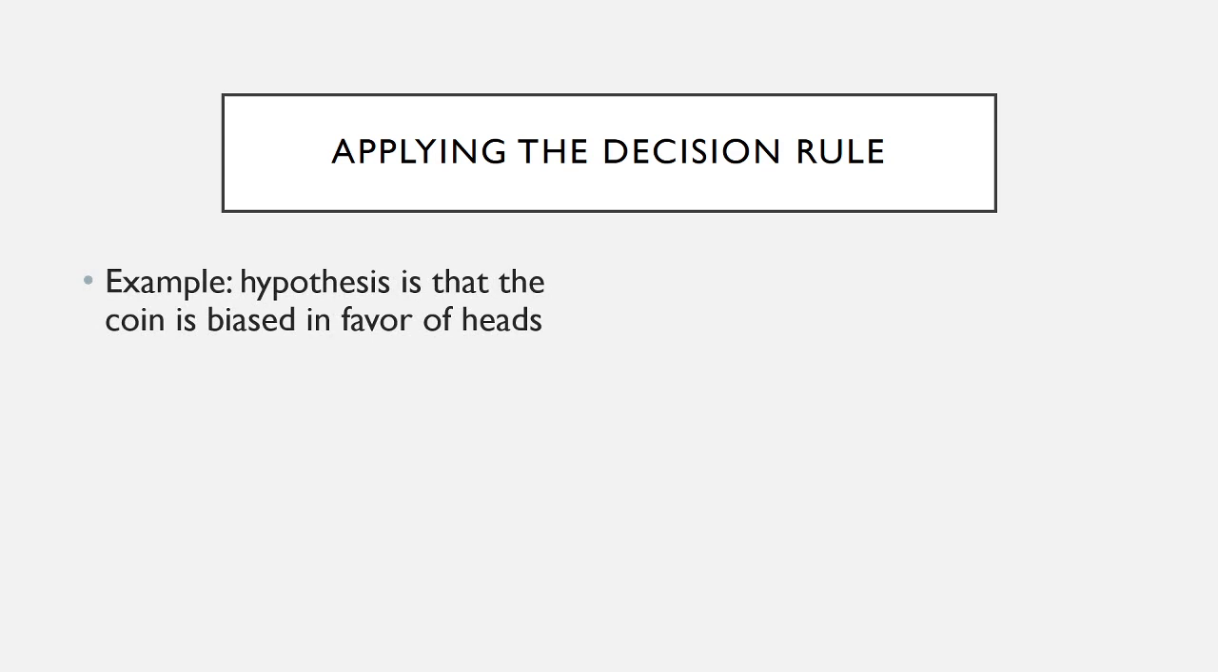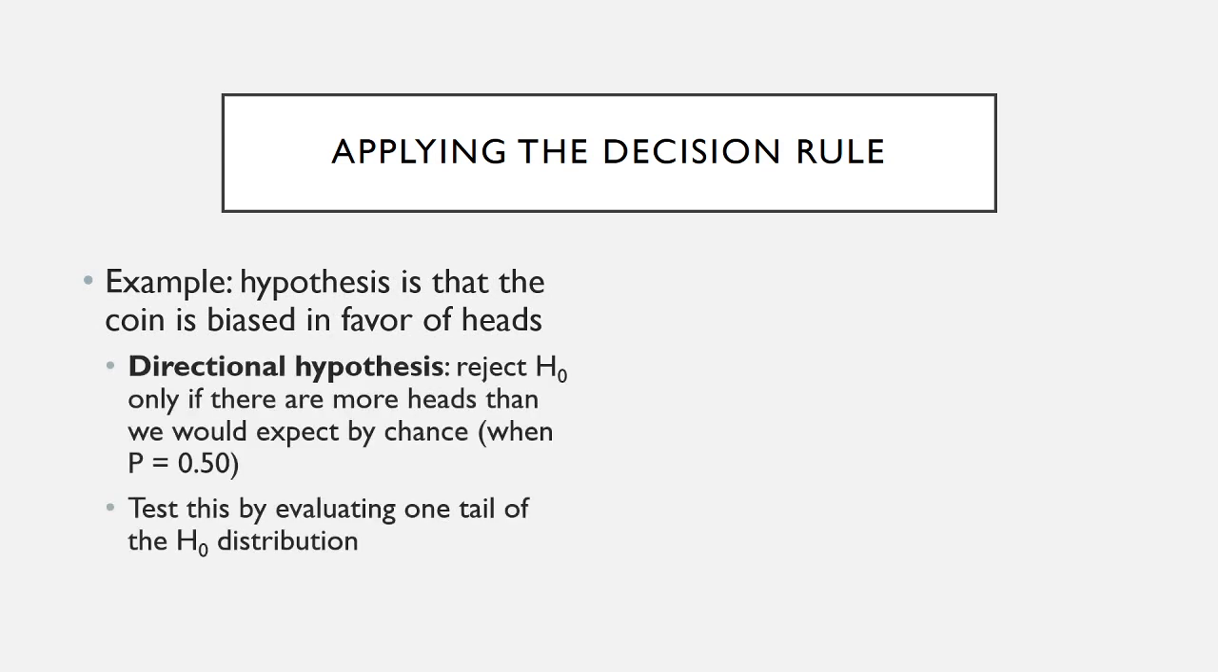Okay, so revisiting our example, our hypothesis was that the coin was biased in favor of heads. At this point, directional and non-directional predictions come back into play because this is going to actually somewhat shape how we apply the decision rule. If we're dealing with a directional hypothesis, we're only willing to reject the null hypothesis if there are more heads than we would expect by chance. Essentially, what this means is we're only going to look at one tail of the null distribution to evaluate whether or not we've achieved significance.